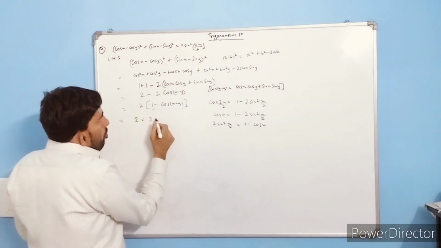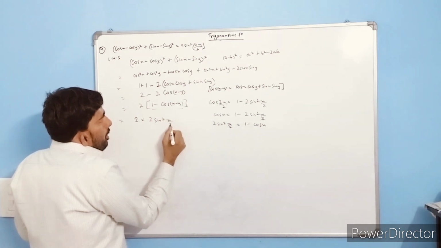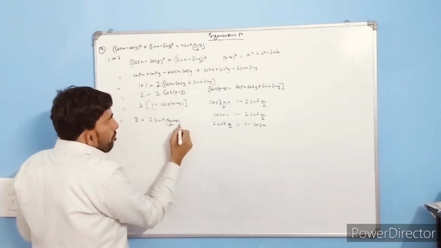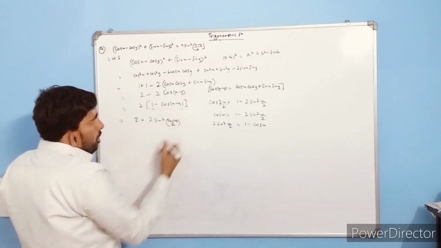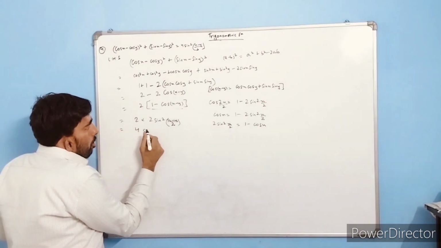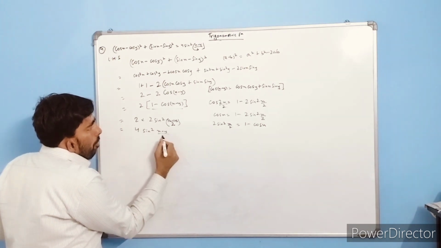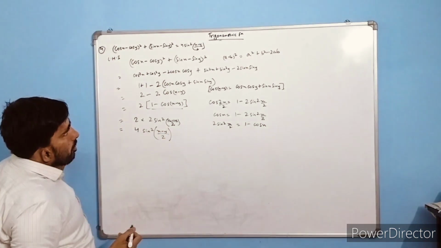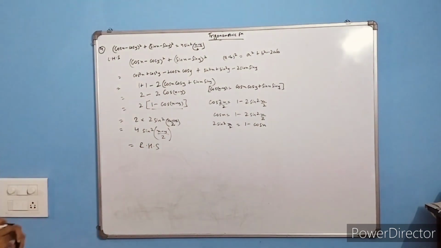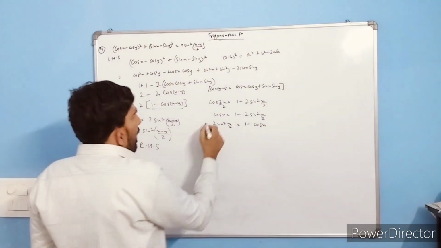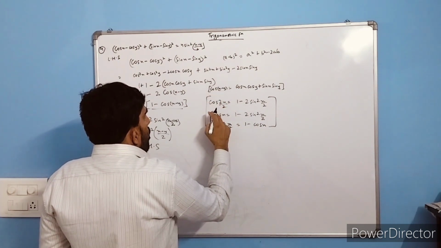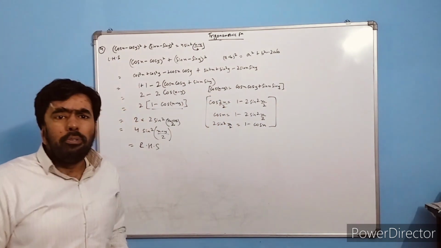So we'll use this now. 2 into 2 sin square x by 2. Okay. So now 2 into 2 is 4. So we are left with sin square x by 2, which is required in the RHS. Hence proved. So by using the identities and the formulas, we can easily solve such kind of numericals.